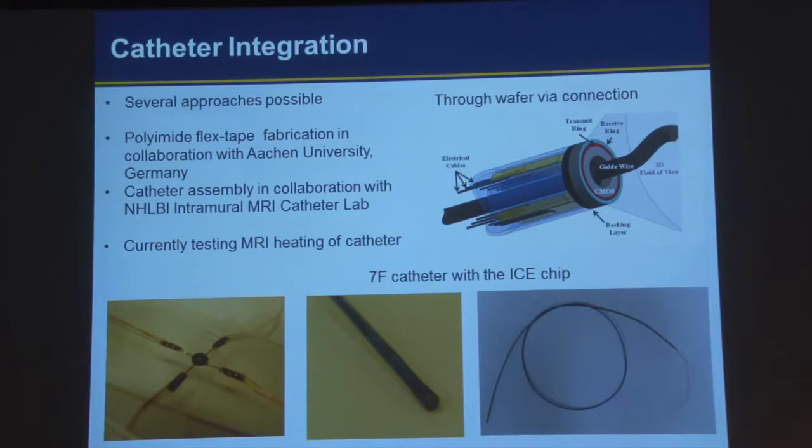And after that, how do we integrate the catheters? There are a couple of ways of doing that. One is you make connections at the outside and then you wrap a flex tape around, or you do through wafer vias and then you make your connections on the back side. So this is actually a device with flex tape connection. We collaborate with Aachen University to make those flex tapes for us.